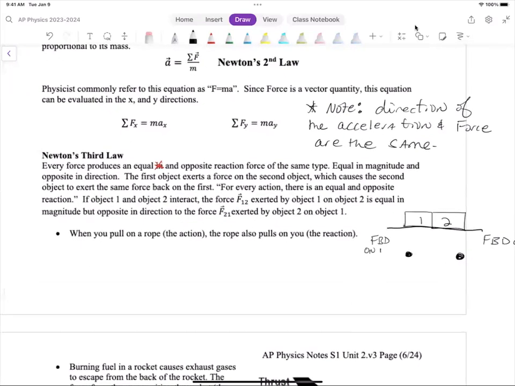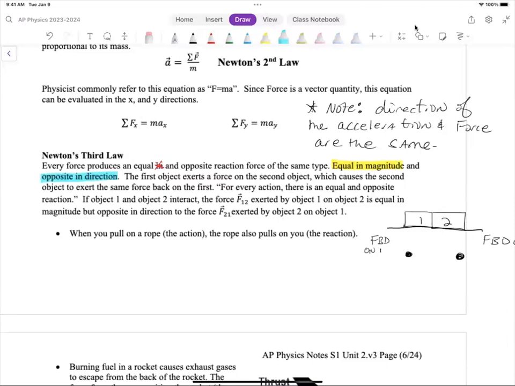All right, starting at the bottom of page 5 of my notes, every force produces an equal and opposite reaction force of the same type. Every single force in the universe has an equal and opposite third law pair. That's kind of hard to put our head around, but some we can see and some are harder to see. These forces are equal in magnitude and they are opposite in direction.